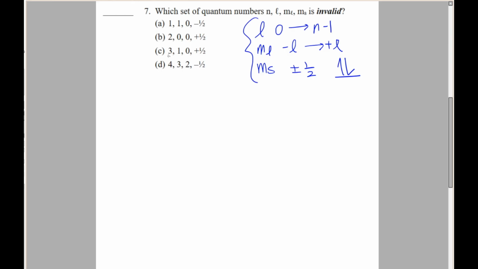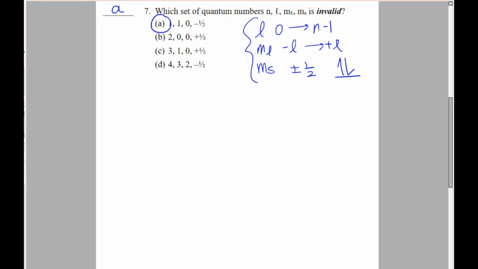So starting with A, we see that n is equal to 1 and l is equal to 1. And this already strikes a red flag because we've established that l can only be 0 up to n minus 1. So for a quantum number n equals 1, l can only be 0. So right off the bat, we already know that this answer is going to be A, but we can go through and evaluate the rest just to make sure nothing else is invalid.